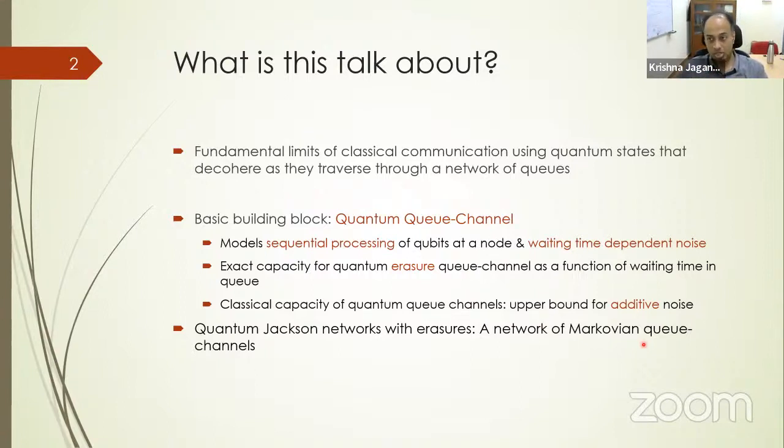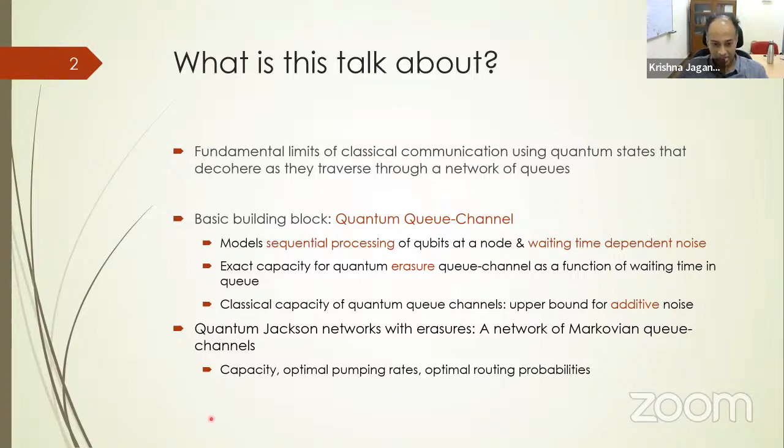Again, it's the marriage between quantum information and queuing. The basic building block is a quantum Q channel, which models sequential processing of qubits and waiting time dependent decoherence. We derive capacity expressions for such Q channels, and finally put these Q channels together and talk about quantum Jackson networks. All right. So that's the overview of my talk.